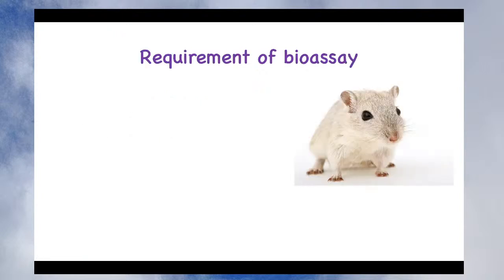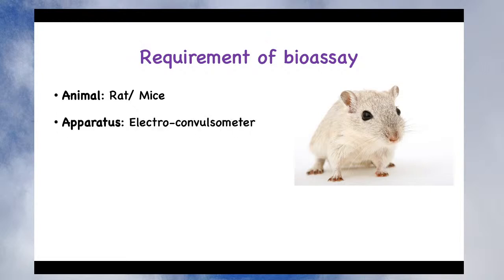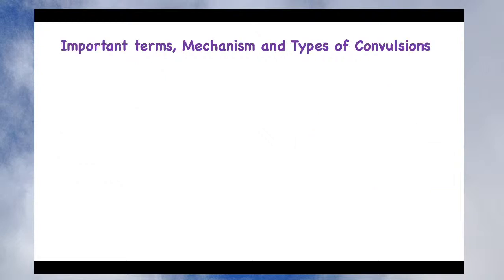Let's see the requirements of this bioassay. To perform this bioassay, we need either rat or mice. The apparatus we are using is the electro-convulsometer, and the drug we are evaluating is an anticonvulsant drug. Any anticonvulsant drug which can reduce tonic-clonic convulsion or grand mal convulsion can be evaluated by using electro-convulsometer.